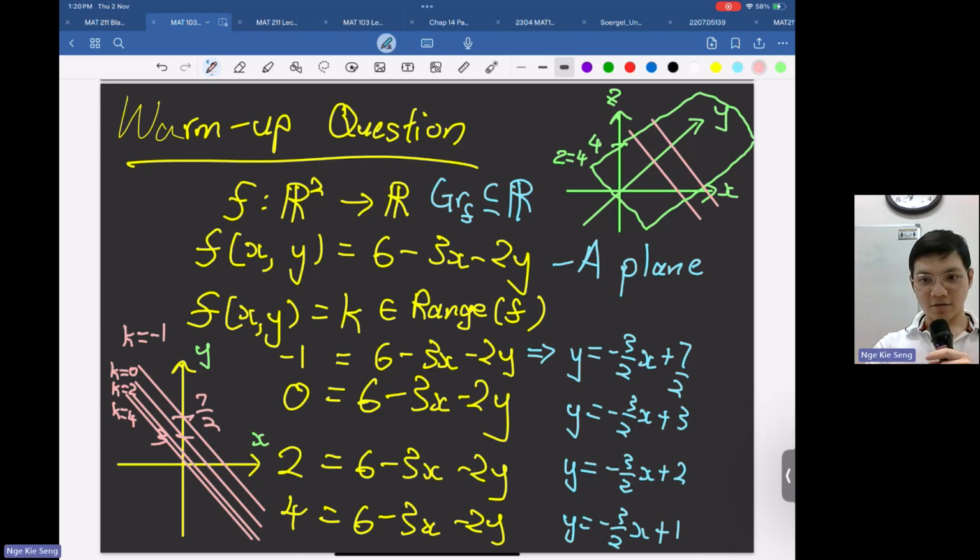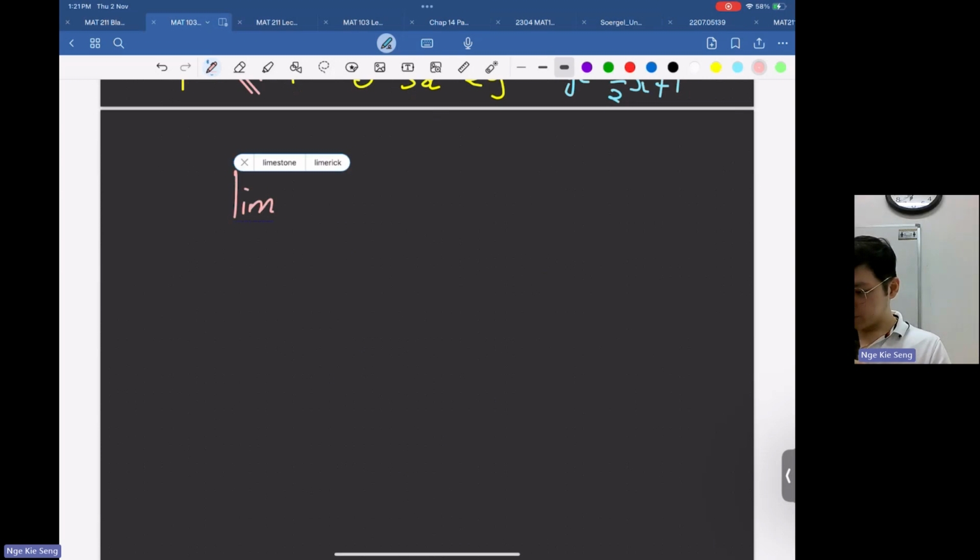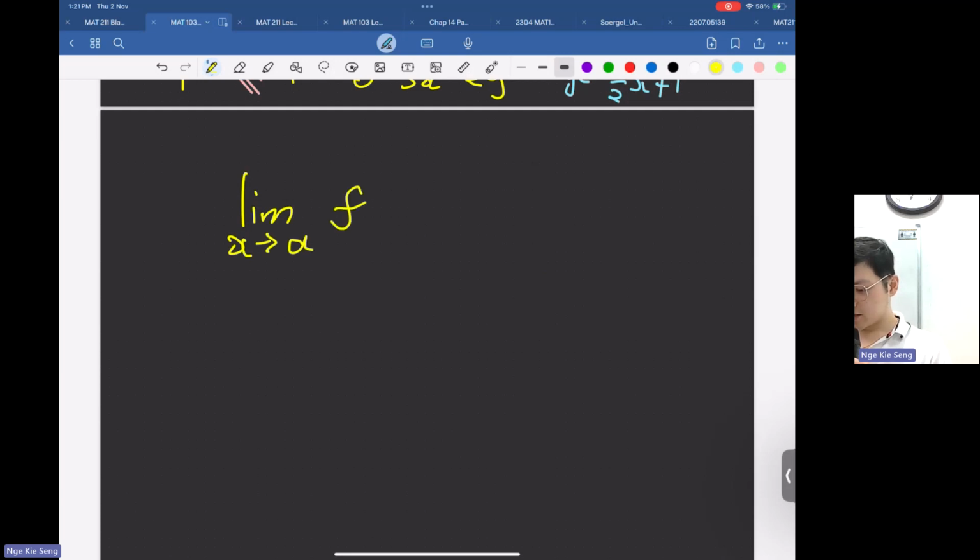Sure. Let's go into what we did last time. Last time we introduced the concept of a limit. Can anyone explain what a limit is? Maybe let me write something first. Limit. Can anyone explain this notation here? The limit of f(x) equals L.